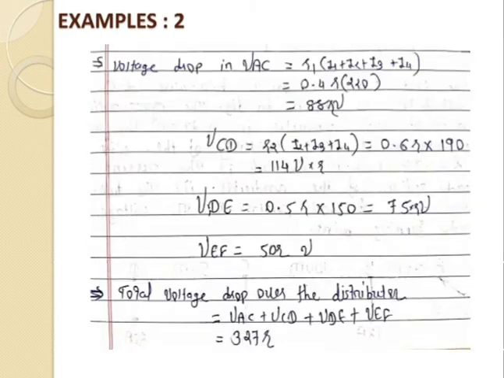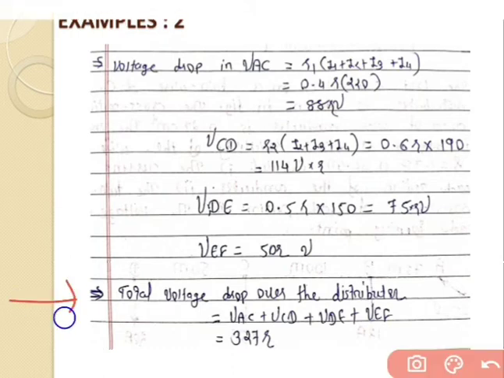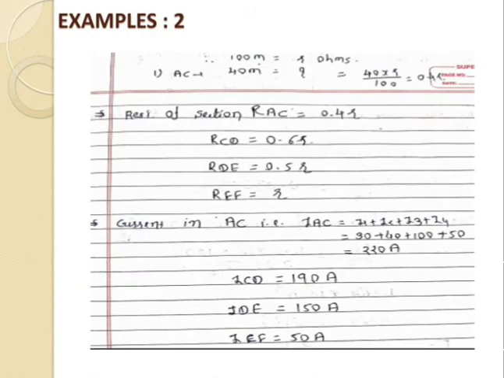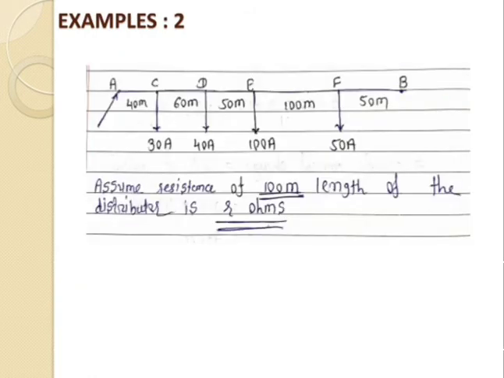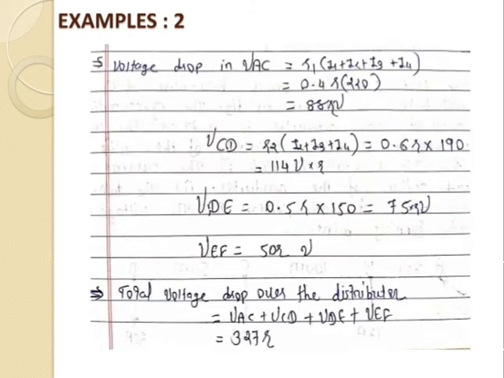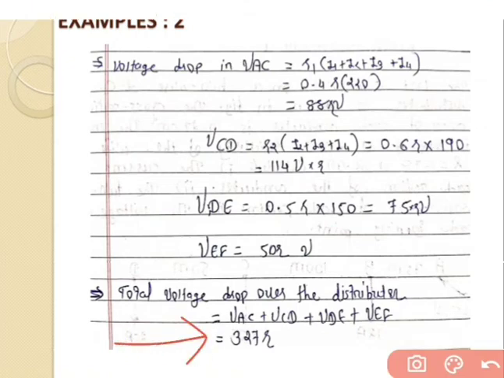In the same way, just apply the same equation over here. The voltage drop over the DC distributor is VAB, equal to VAC plus VCD plus VDE plus VEF. The last section is not considered, because there is no tapping or loading taken from the B section. So we consider only VAC plus VCD plus VDE plus VEF. If we make the summation, we get the answer 327 R, which is mentioned over here.